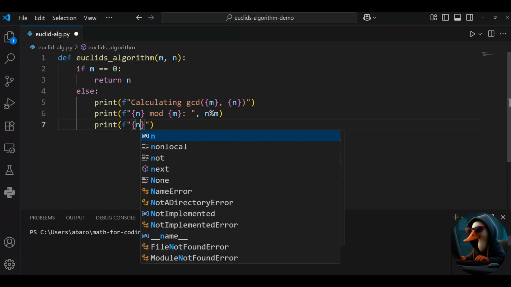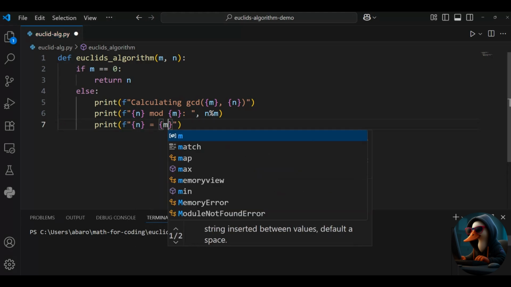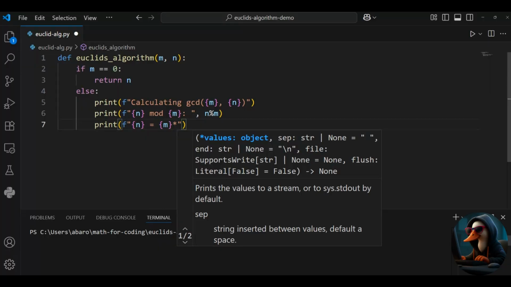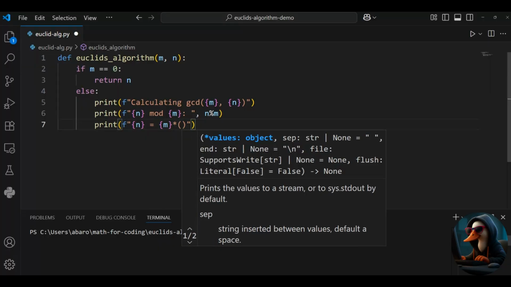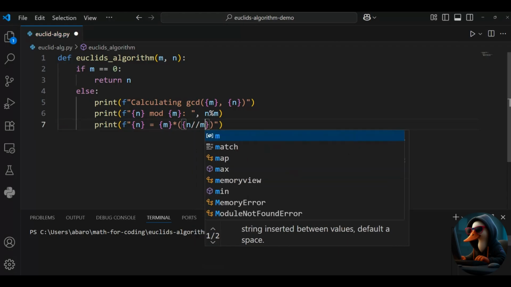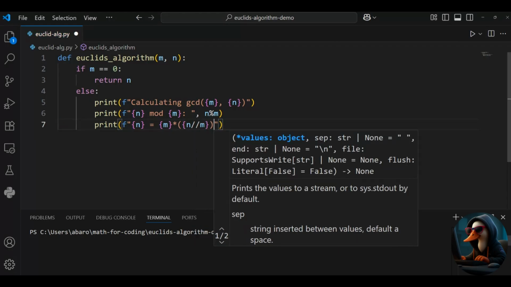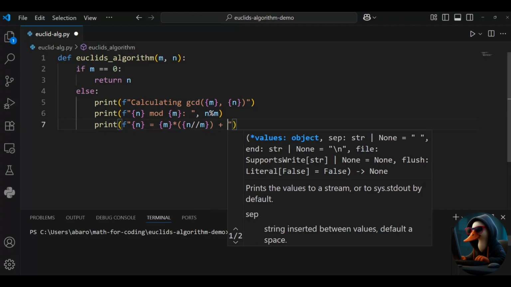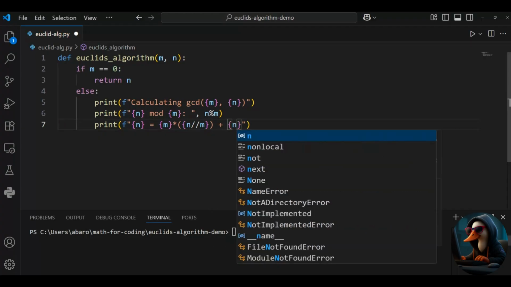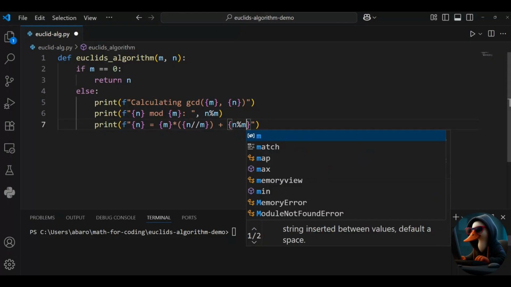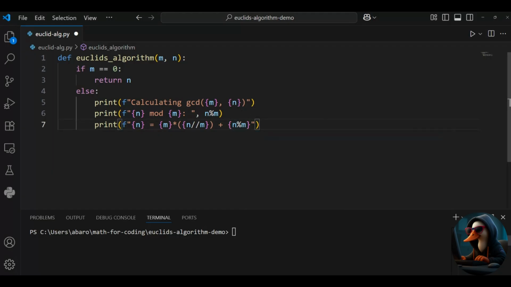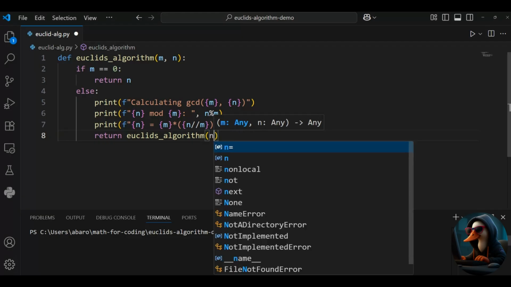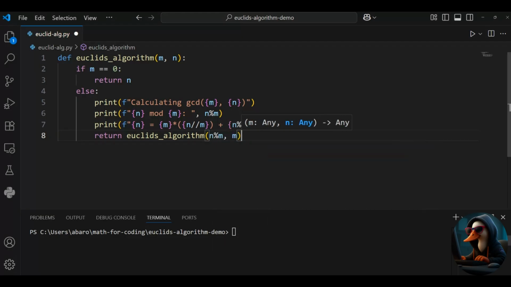So I'm going to say n equals, and let's do m times the floor function of n over m, which is going to be n // m. That'll give us our floor function, and then plus our remainder, which is just n mod m. Okay, so n is equal to m times the floor function, or the quotient, plus the remainder, n modulo m. All right, and then finally, I'll call the function again, so return Euclid's algorithm, and I'm just going to pass in n mod m and m.